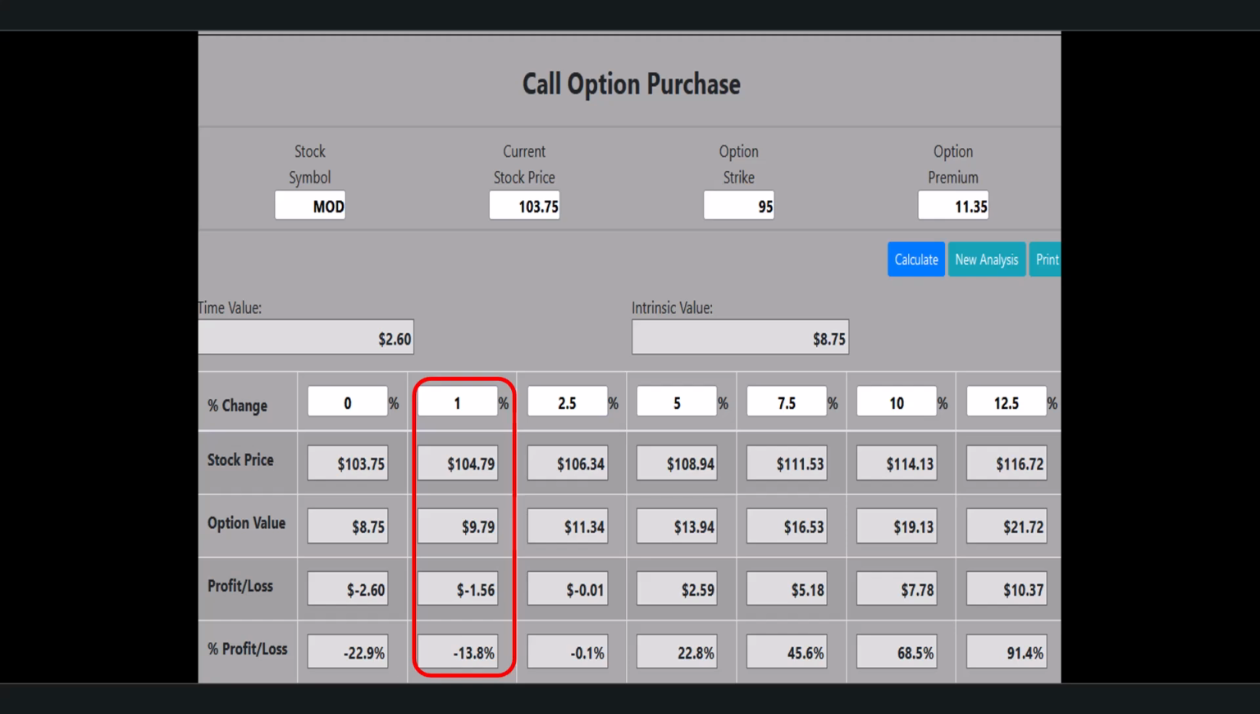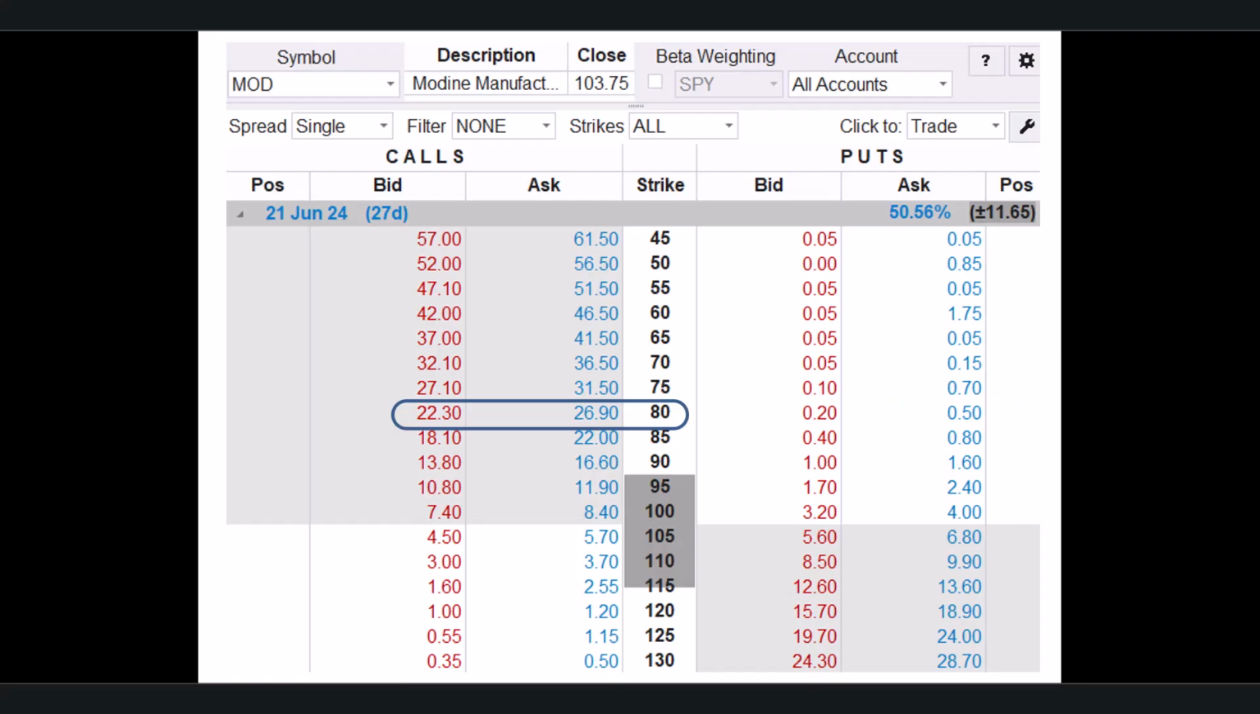According to the 1% rule, we want the call to at least break even if the stock price is up 1%. The calculator picture shows that if the MOD stock price is up 1%, the 95 call will lose 13.8% of its value. We want that to be break even or better, so the 95 call does not meet our requirements. Let's see if the 80 call will work.